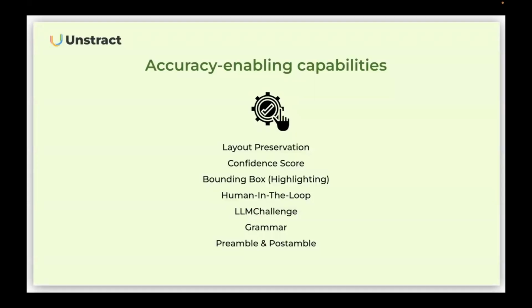So here's a list of accuracy enabling capabilities the platforms have to offer. We have layout preservation, confidence score, bounding box, human in the loop, LLM-Challenge, grammar, and finally preamble and postamble, which are all different capabilities designed to combat the extraction accuracy challenges we'd looked at earlier. Now I'll start covering these capabilities, and I'm sure you'll be able to make a link between the challenges we'd covered earlier and how these capabilities offer a seamless solution for you to overcome them.